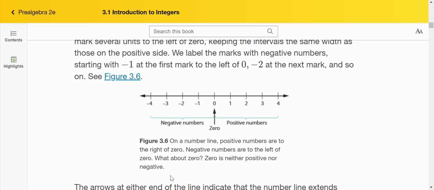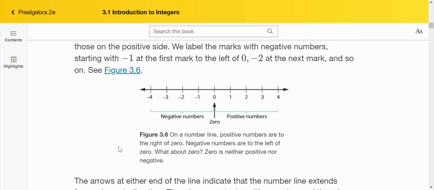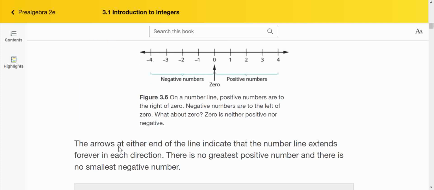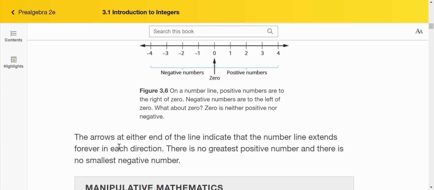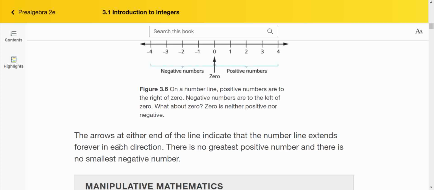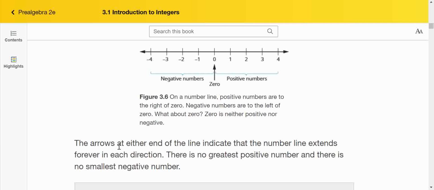Figure 3.6. On a number line, positive numbers are to the right of 0. Negative numbers are to the left of 0. What about 0? 0 is neither positive nor negative. The arrows at either end of the line indicate that the number line extends forever in each direction. There is no greatest positive number, and there is no smallest negative number.